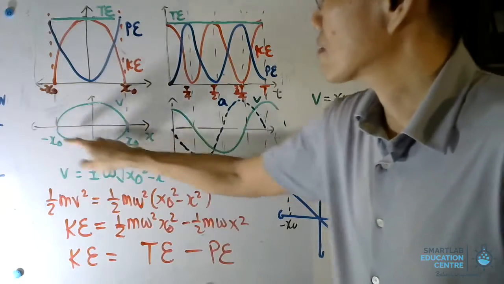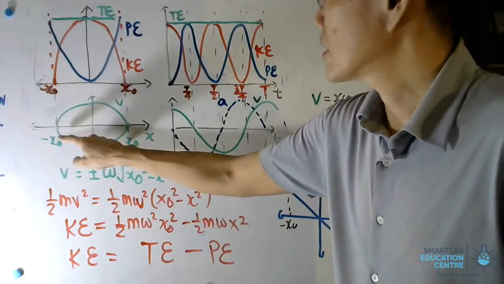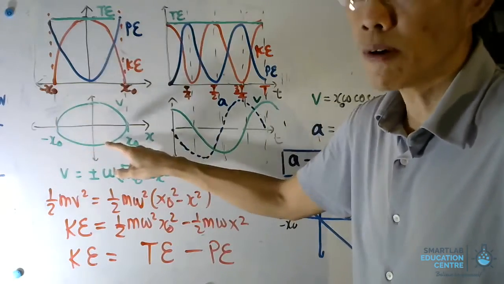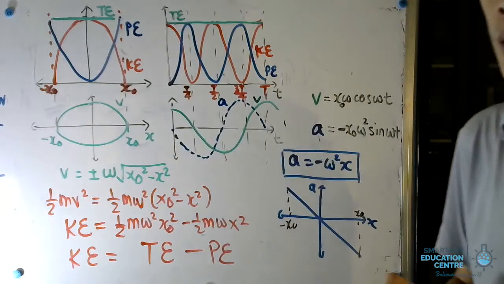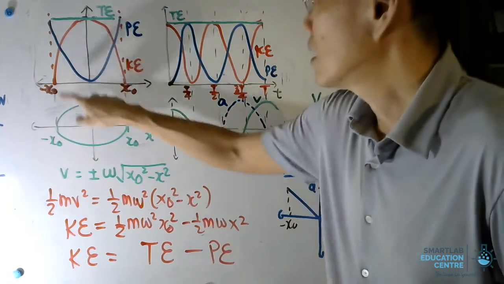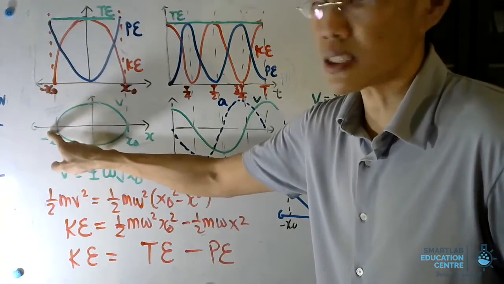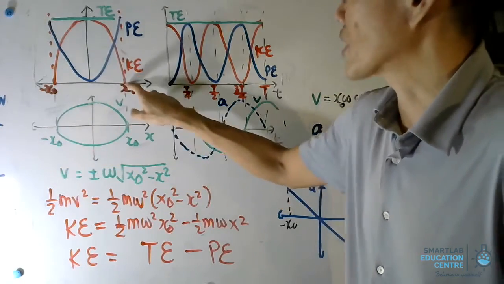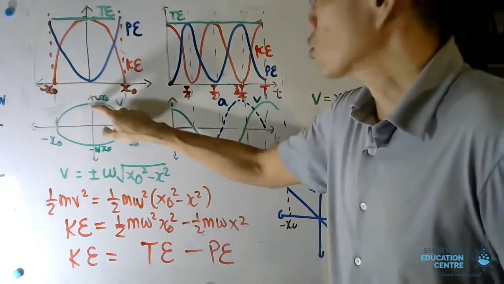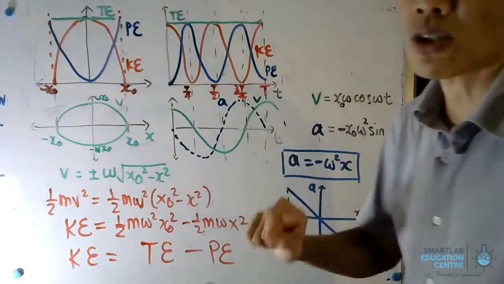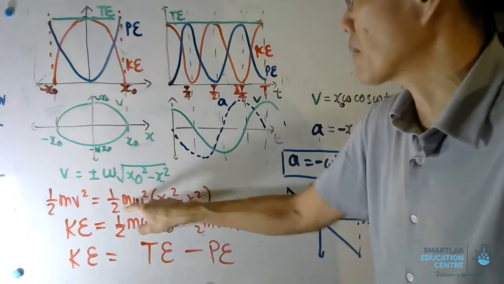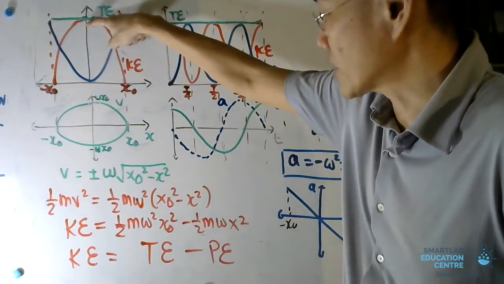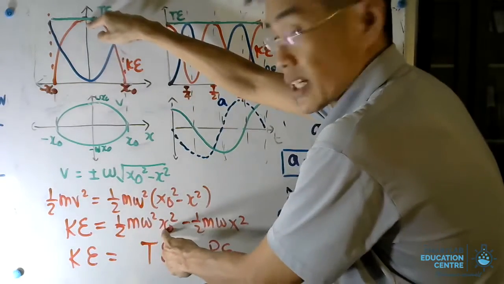So using the velocity graph here, we could actually square the value. If you square the value and multiply by half m, we get your KE. So you can see that the velocity at these two points is 0, therefore the KE at these two points is 0. At these two points, the velocity is both omega x naught. So if you decide to square them and multiply by half m, they will all end up at this value, which is actually half m omega squared x naught squared.